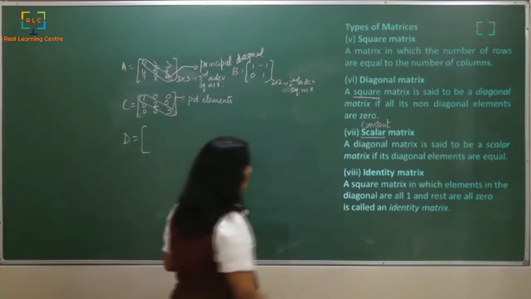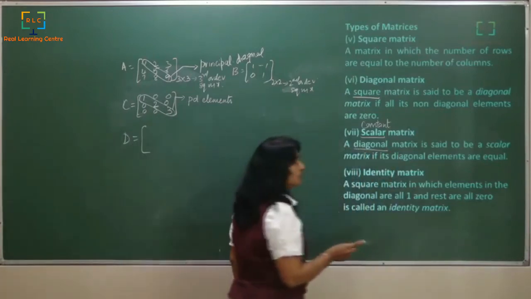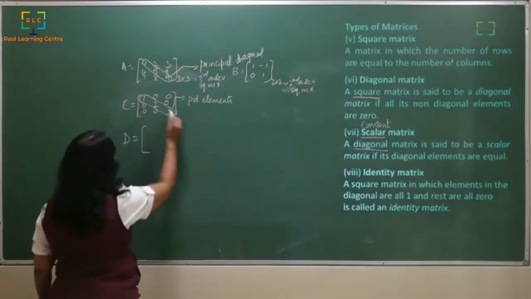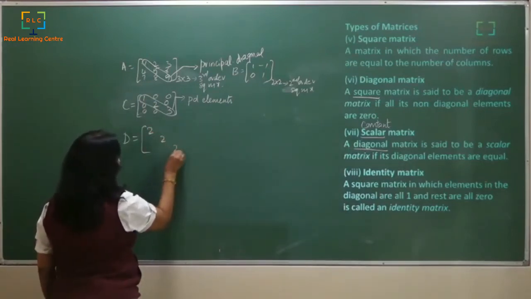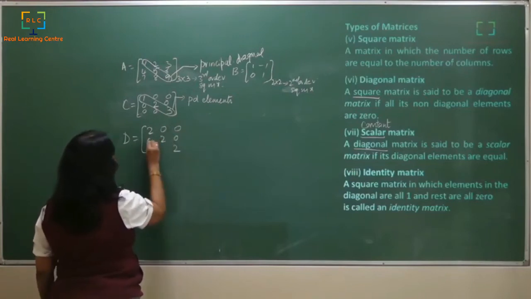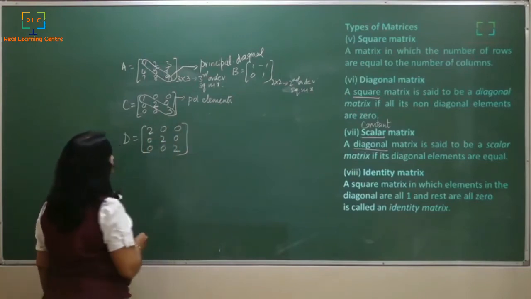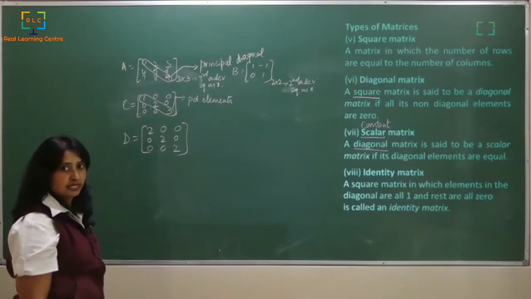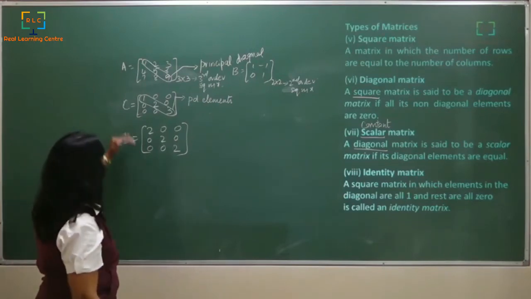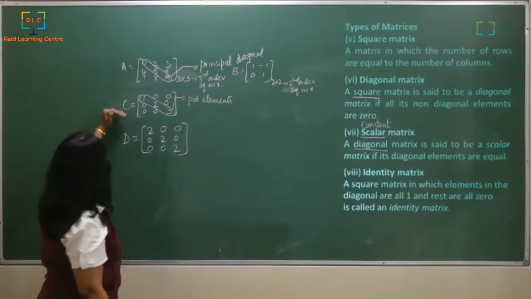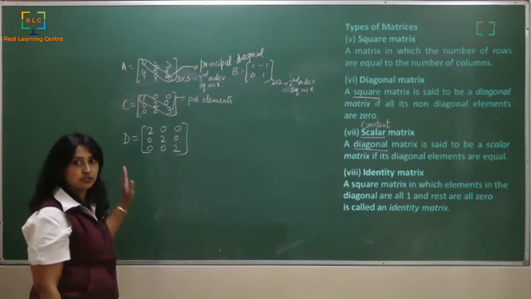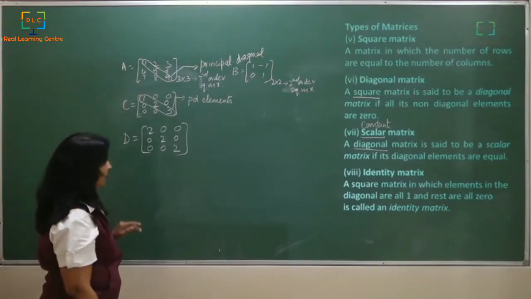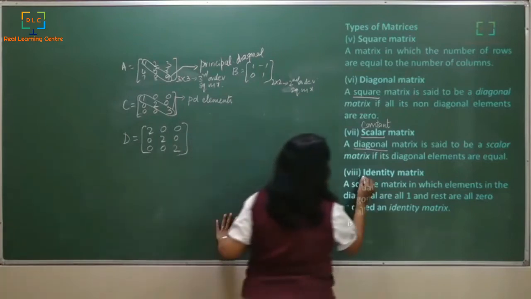So I can say a scalar matrix is nothing but a diagonal matrix in which all these PD elements are equal. So I shall take 2, 2, 2. All the rest of the elements will be equal to 0. So this is called a scalar matrix. Every scalar matrix is a diagonal matrix, and every diagonal matrix is a square matrix. It will go upwards.